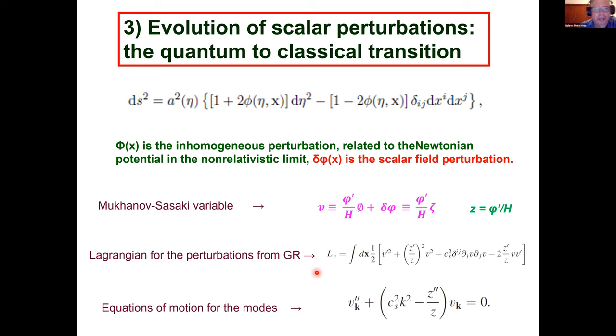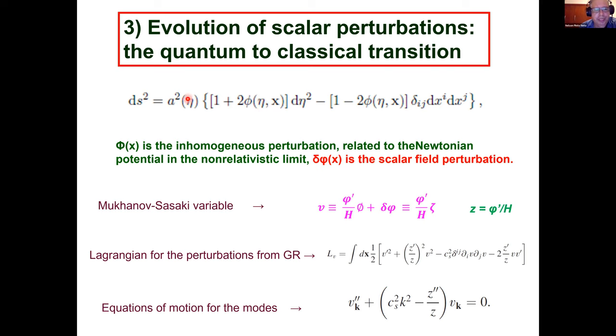Now, one thing that's very important for cosmology is the evolution of scalar perturbations and the quantum-classical transition. Because as I told you, there are some seeds of inhomogeneities in the early universe, which are very small, and so they are described by small fields. Okay, phi here is much less than one.